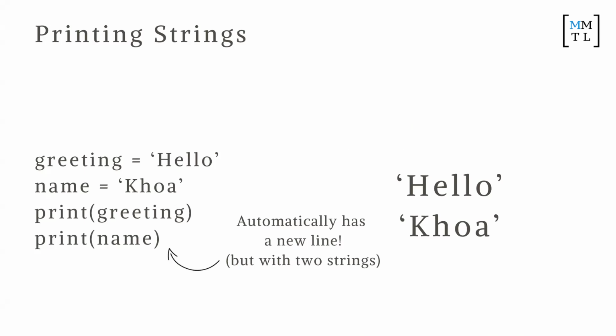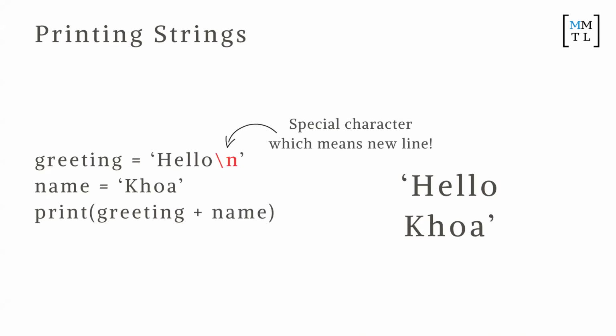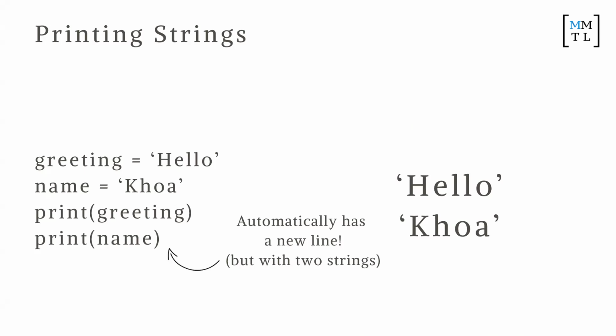Now you can also do it if you have two different print functions. If, for example, you do print hello and then print far, it will automatically have a new line. But keep in mind the difference is that this is a single string, while this is two strings that it prints.